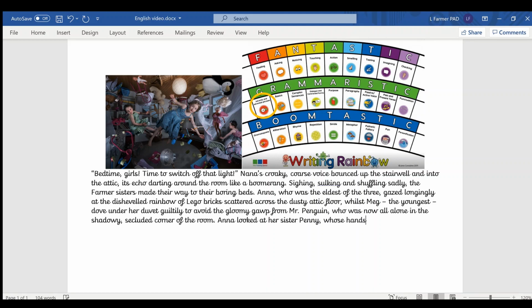Whose hands, I'm going to pretend that this teddy here belongs to her, this teddy right here, whose hands were desperately clutching Ted's hand.